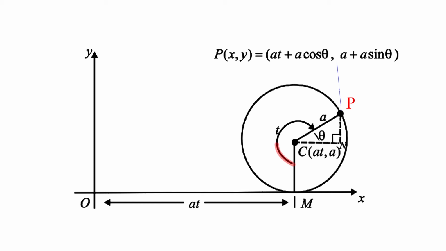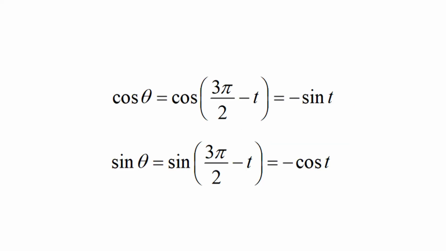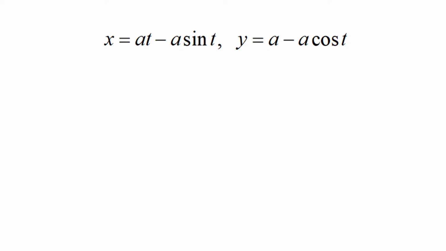To express theta in terms of t, we observe from the figure that t plus theta is equal to 3 pi by 2. So, theta is equal to 3 pi by 2 minus t. This makes cos theta equal to cos of (3 pi by 2 minus t), which is equal to negative sin t, and sin theta equal to sin of (3 pi by 2 minus t), which is equal to negative cos t. Thus, the equations of the cycloid we seek are x equal to a t minus a sin t and y equal to a minus a cos t.